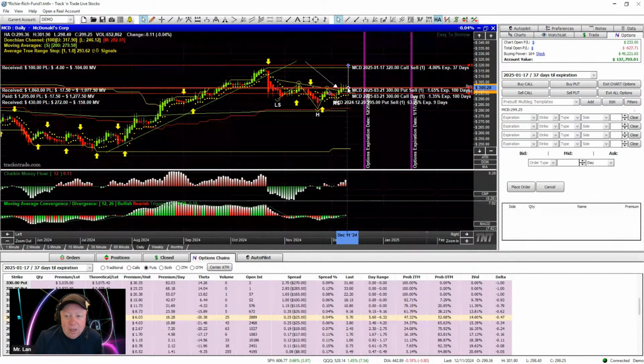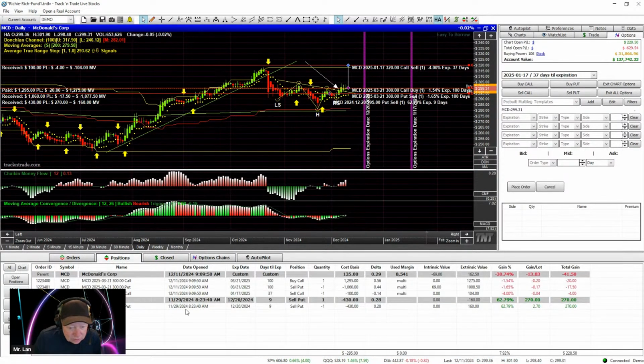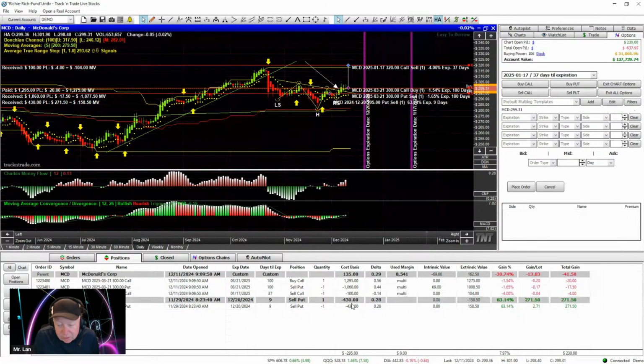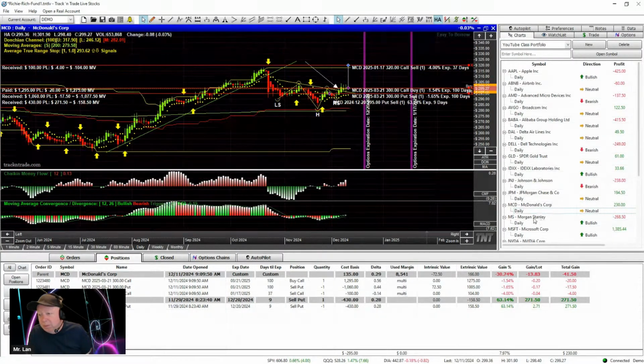We self-assigned to the long position. We didn't get our assignment on this one here, but that's going to pay us. How much is that going to pay us? Let's go into our positions. This thing's going to pay us $430 if we don't get assigned. That's pretty good. All right. We're very bullish on McDonald's right now. We need this baby to climb. Go buy some Big Macs.